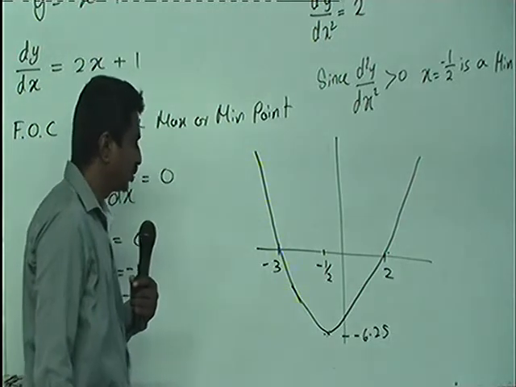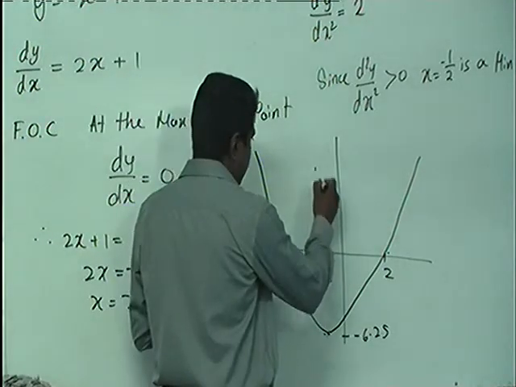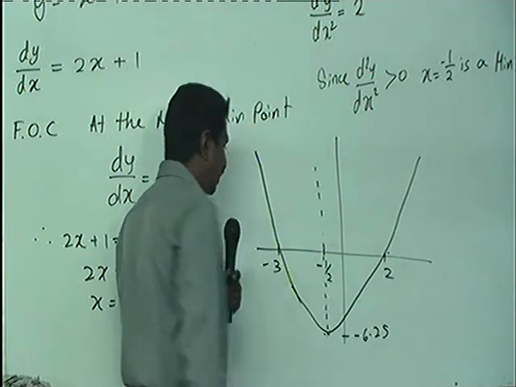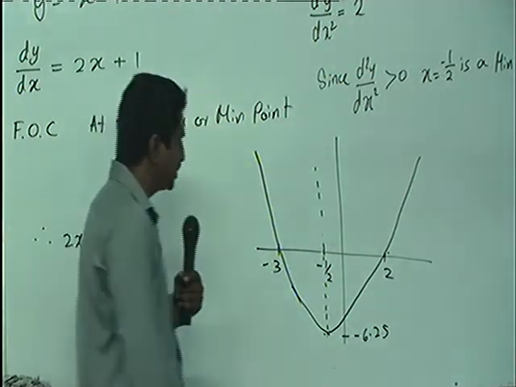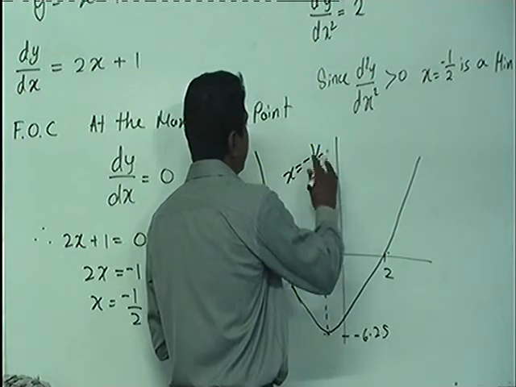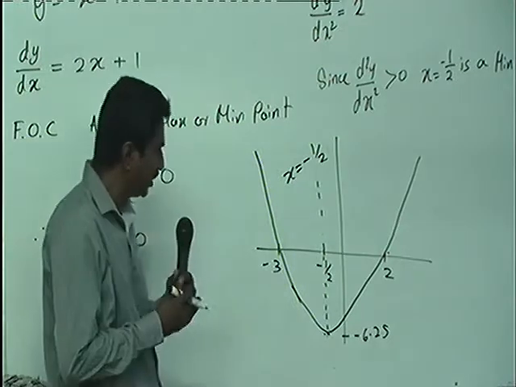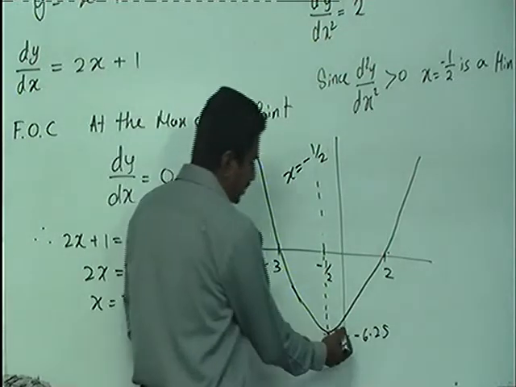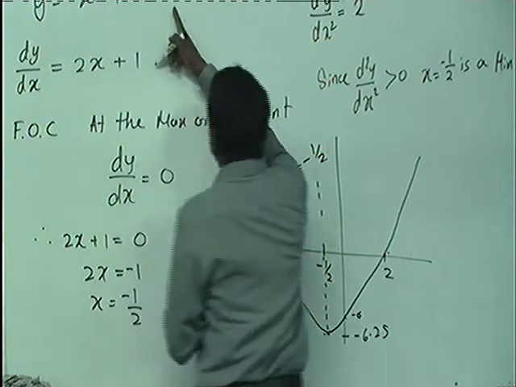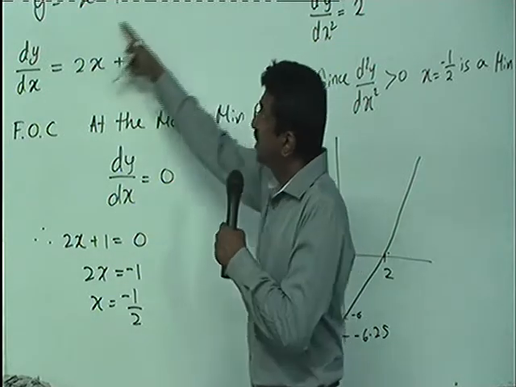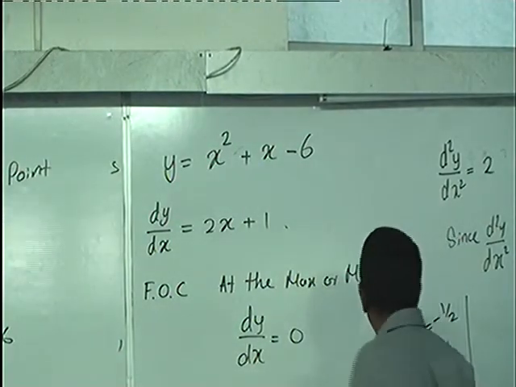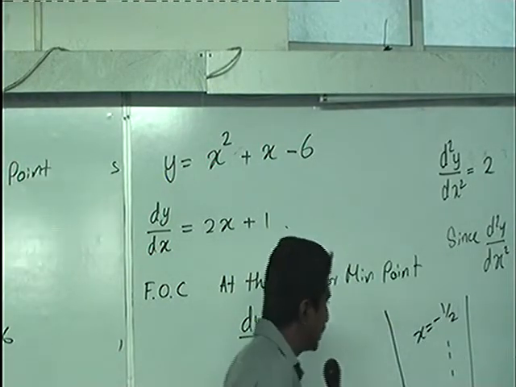The curve will intercept the x-axis at minus 3 and plus 2. The minimum, this is the axis. Maybe for all levels also you have done this, the symmetric axis. The symmetric axis is x equal minus half, right? x equal minus half. Then can anyone tell this one? Yes, this is minus 6. When x equals 0, this is minus 6. So this is the complete graph.